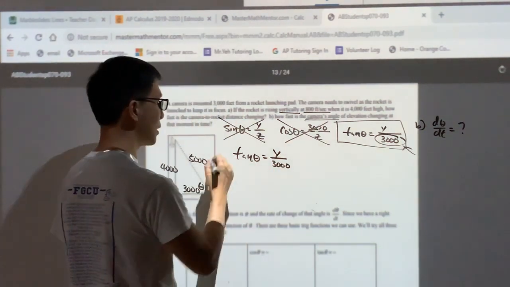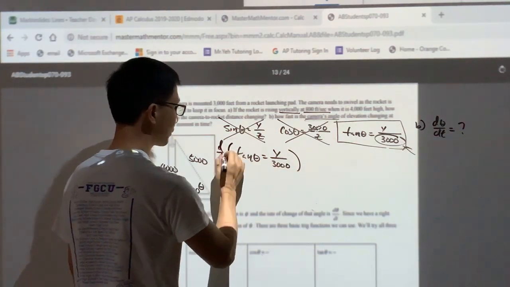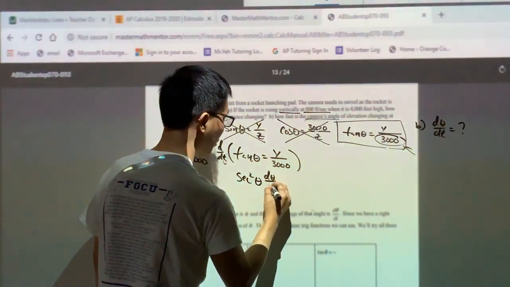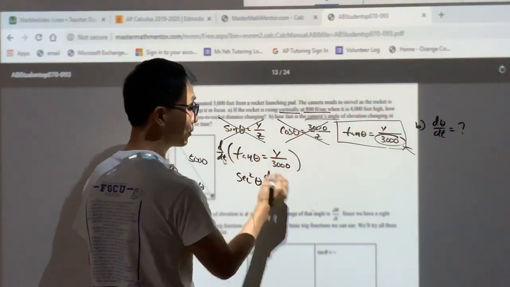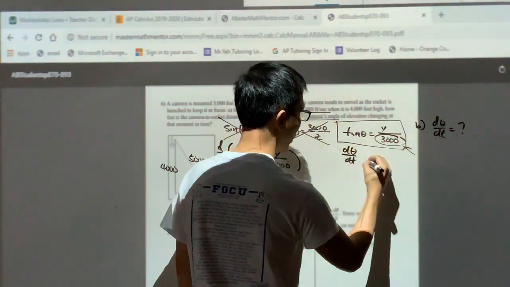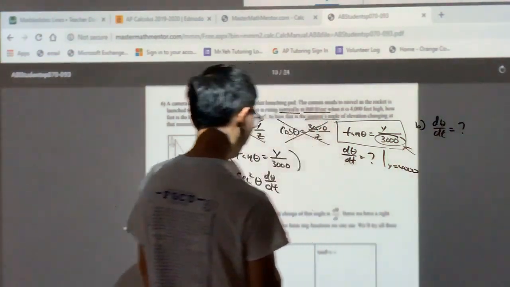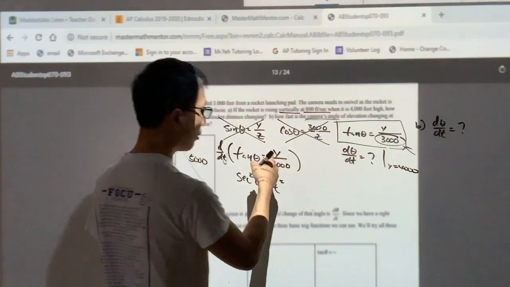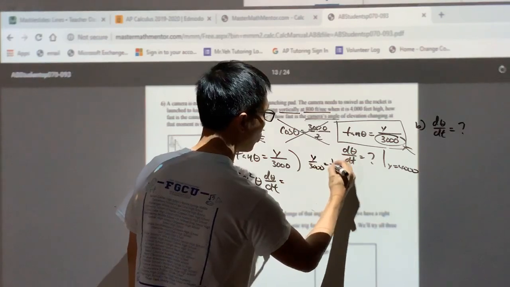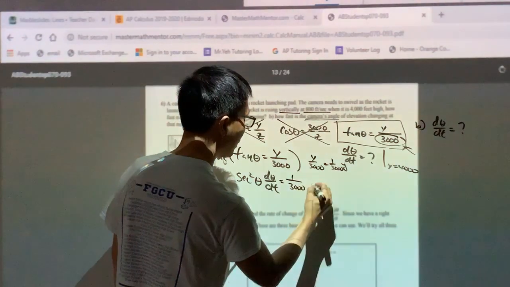I'm going to take a derivative of this function, d/dt. So I'm going to get secant squared theta, but I have a chain rule, d theta dt. So that's the one I'm looking for because we're looking for d theta dt when y is equal to 4,000. So now after I take a derivative, y over 3,000 is equal to 1 over 3,000 y. So then I'm going to say 1 over 3,000 dy dt.